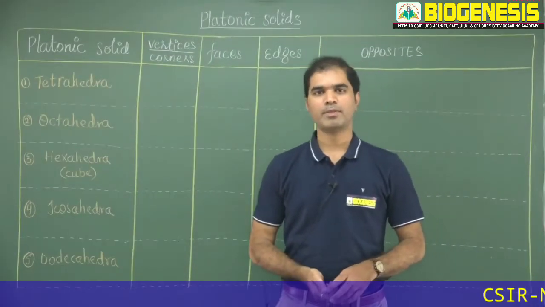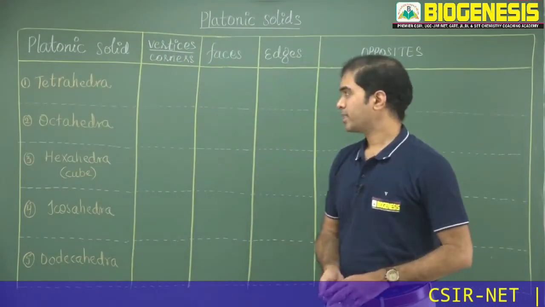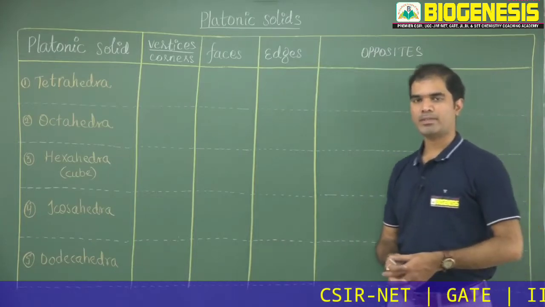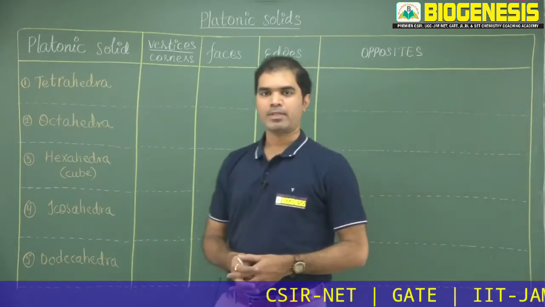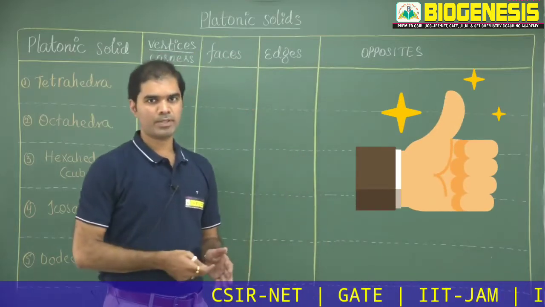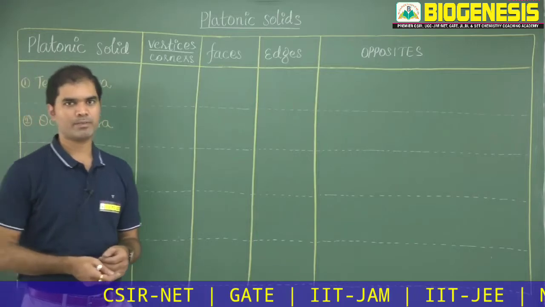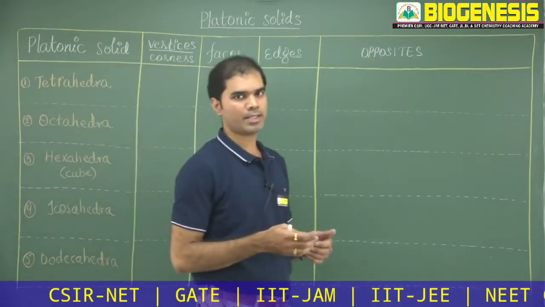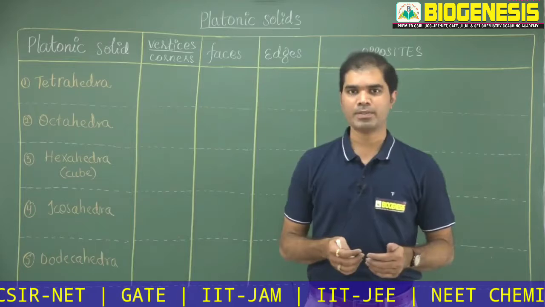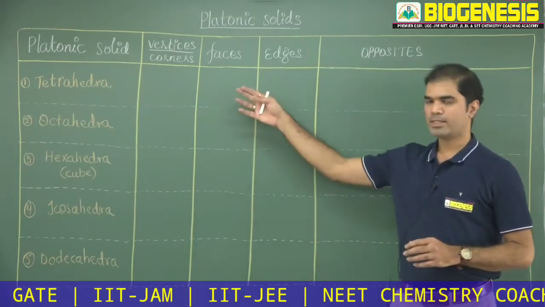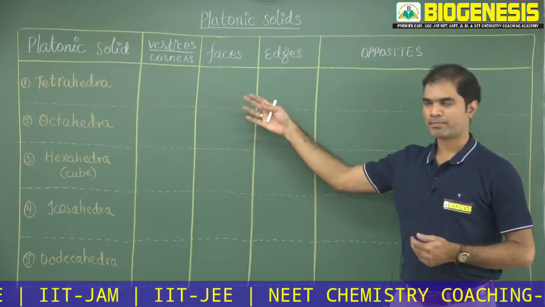Hello and welcome everyone. We were discussing Platonic solids in the last video. This is a continuation of it. Altogether there are 5 Platonic solids, out of which 2 of them are conjugates to one another. For octahedra the conjugate is a hexahedra or a cube, and for icosahedra the conjugate is dodecahedra. Tetrahedra is a conjugate to itself.